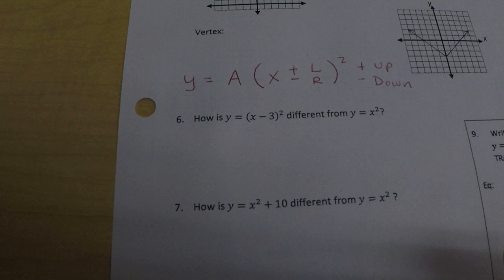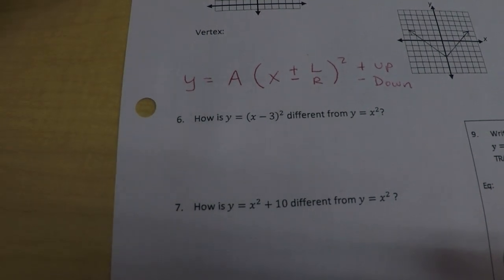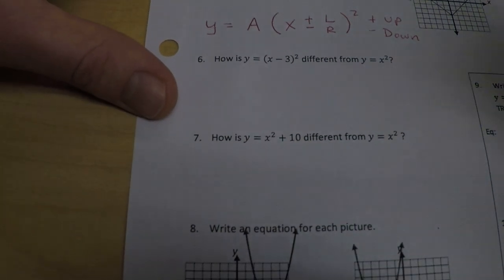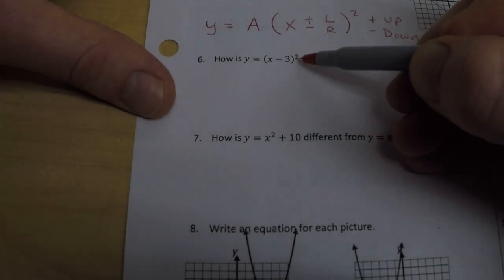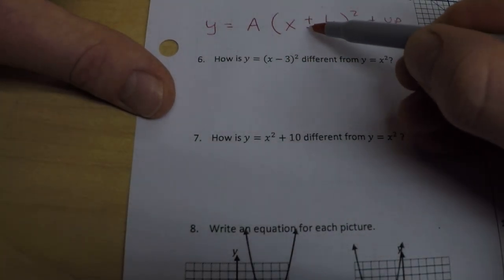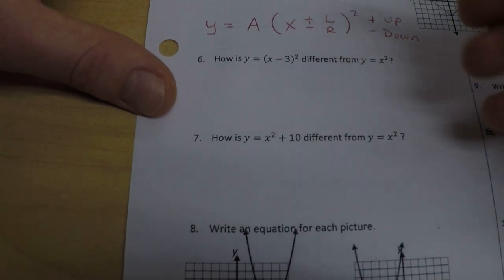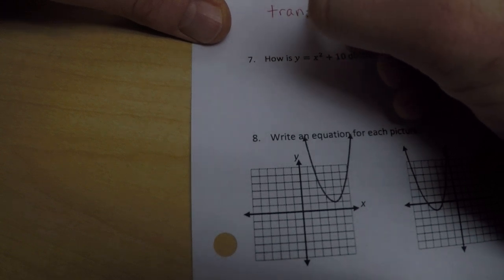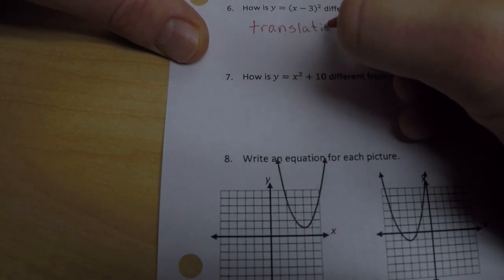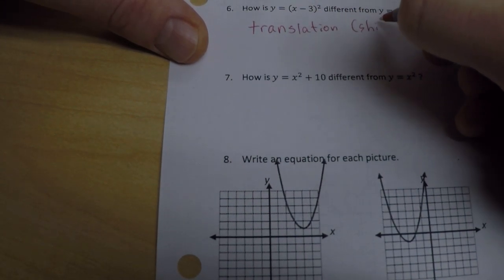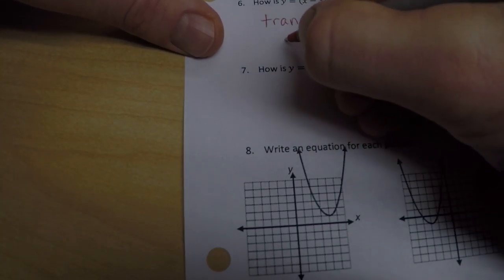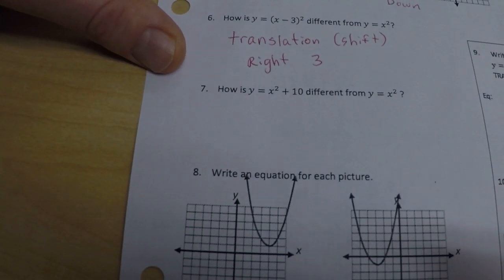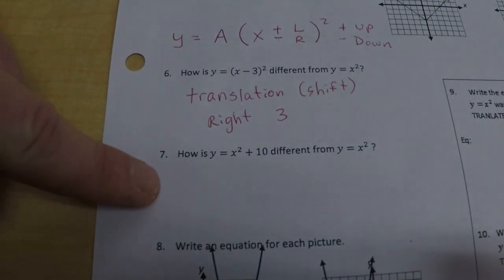Similarly, we can do the same kinds of things for y equals x squared. This first one has a -3 on the inside, and that's it. That's the only change from x squared. So I just look at my formula. Minus on the inside is to the right. So this is a translation, which just means shift right 3. Okay. Now you should be able to do problem 7.